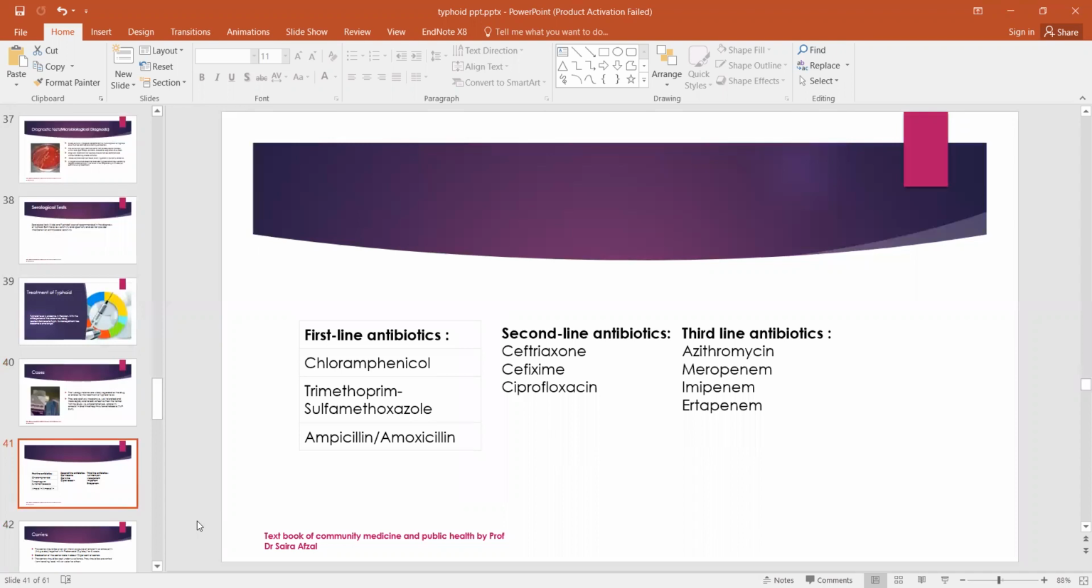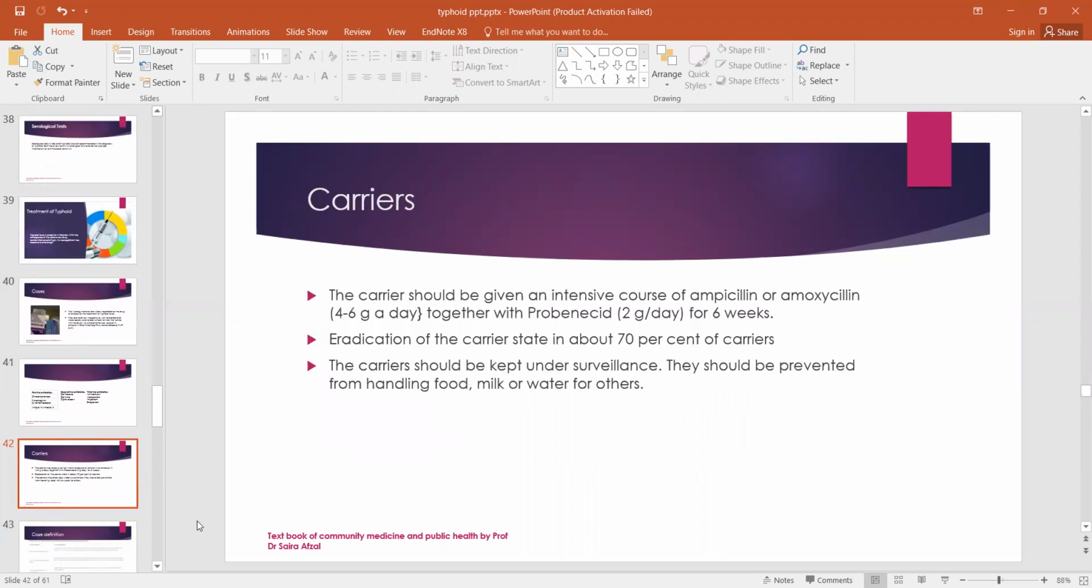These are the antibiotics which are used in the treatment of typhoid fever. First line antibiotics: chloramphenicol, trimethoprim-sulfamethoxazole, ampicillin. Second line antibiotics: ceftriaxone, cefixime, ciprofloxacin. Third line antibiotics: azithromycin, meropenem, imipenem, and ertapenem.